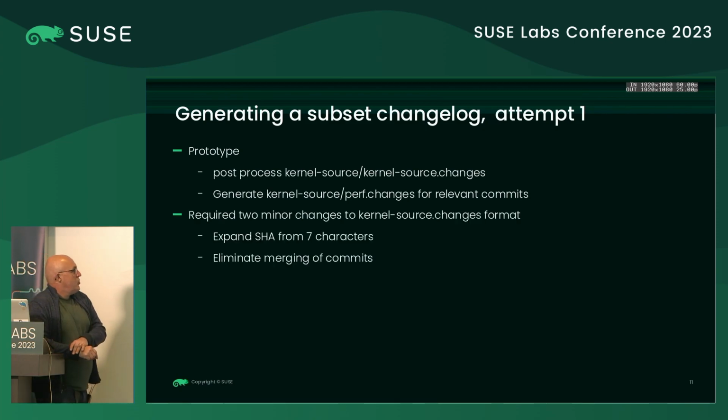And that required two changes. I had to expand the commit IDs from 7 characters because they actually clash. And we tend to collapse in the changelog. We collapse multiple commits from the same person into one entry. So I had to temporarily undo that.